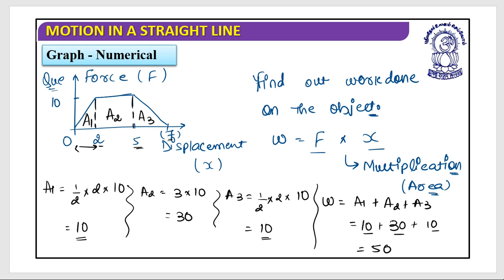What is the unit of work done? Any other unit? Yes, it's Newton into meter. So you can write it like this: it's 50 joule or Newton into meter. Are you sure with this?